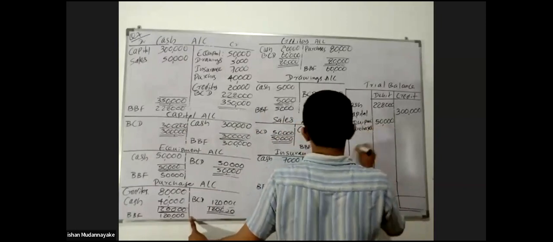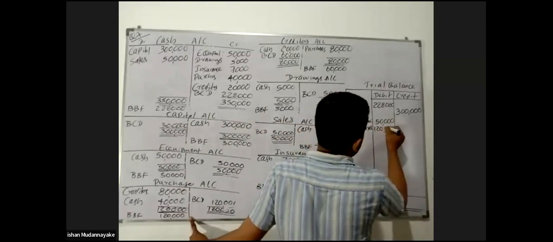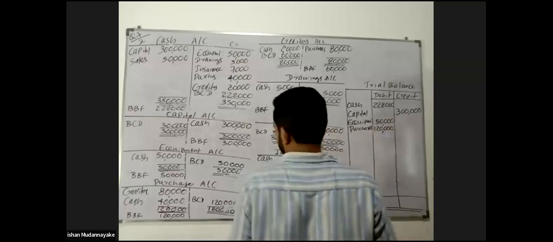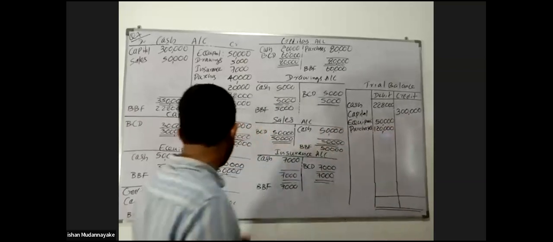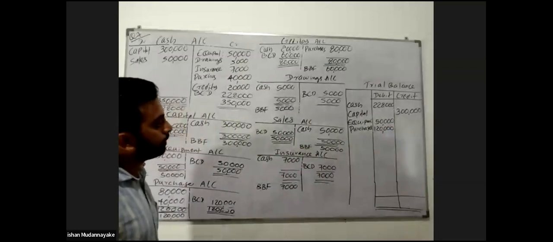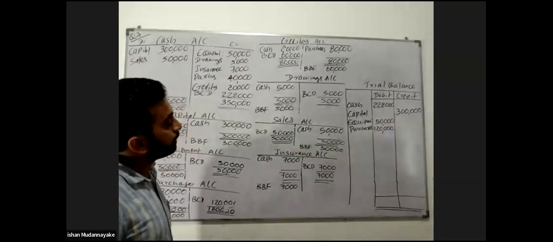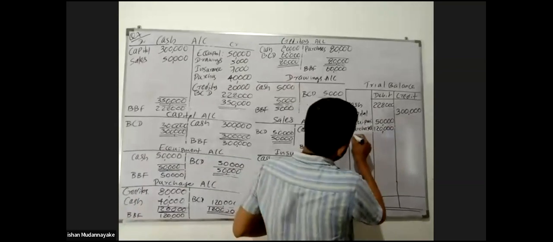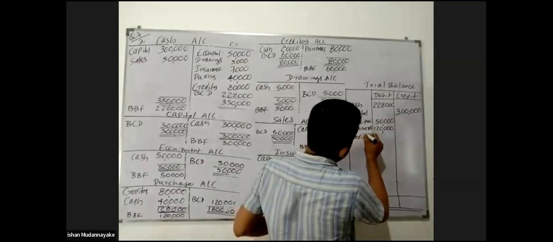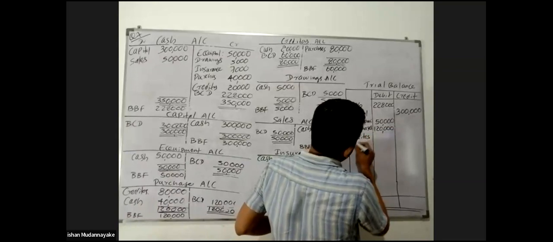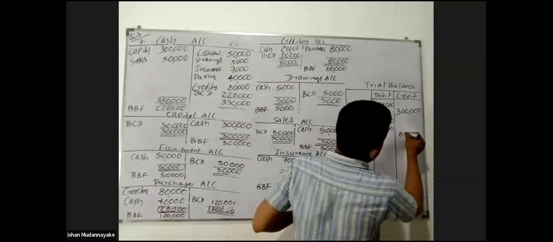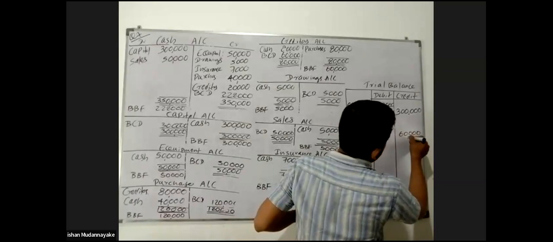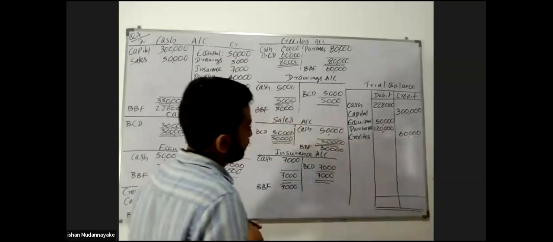Purchases, 120,000. Purchases balance brought forward, debit side. And then creditors balance brought forward in the credit side. Creditors 60,000.